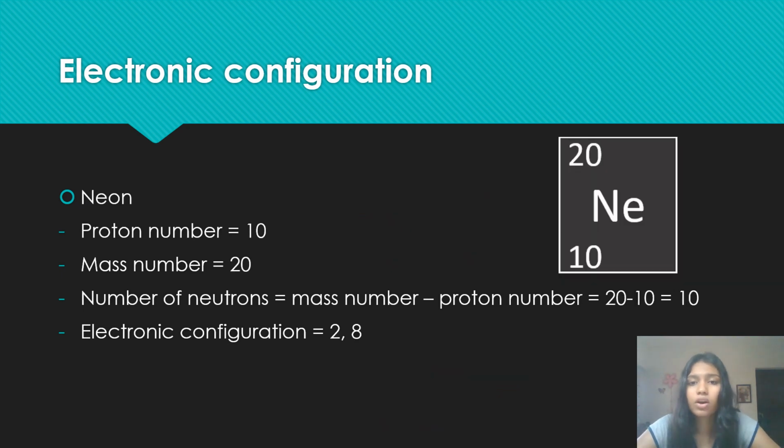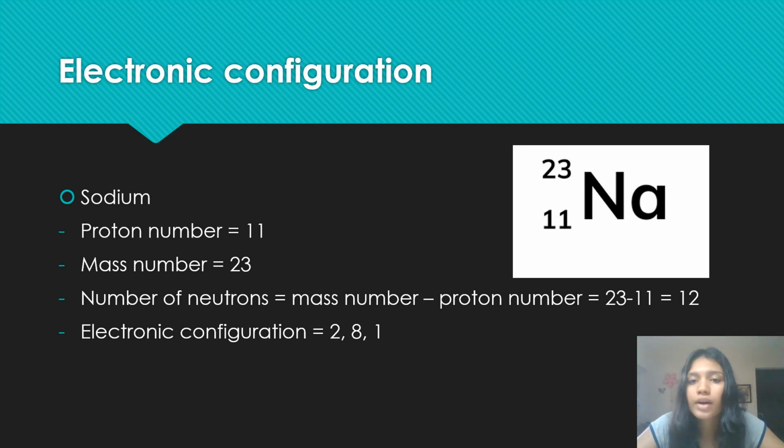Okay, then we have neon, 10. So now here the electronic configuration is 2, 8. Okay, and now this means it has a full outer shell of electrons because the last shell has 8 electrons, which also means it's a noble gas and is found in group 8.